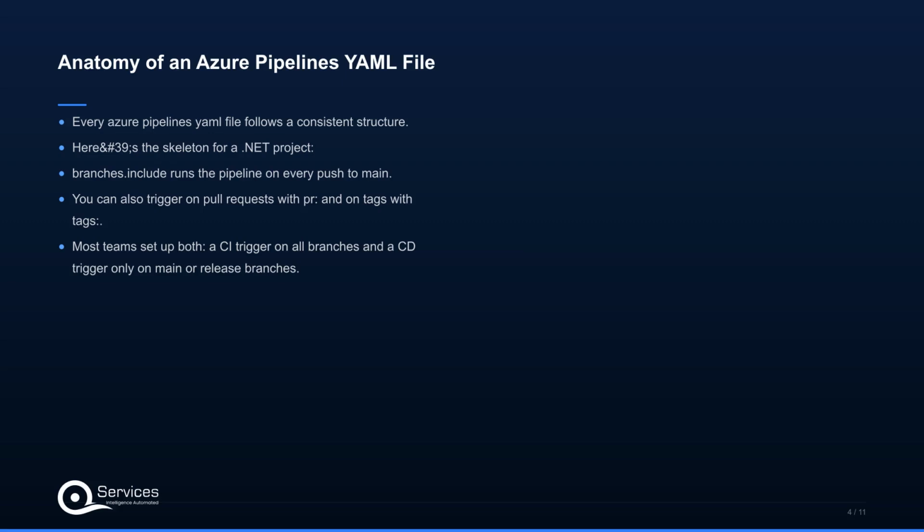Next up, anatomy of an Azure Pipelines YAML file. Every Azure Pipelines YAML file follows a consistent structure. Here's the skeleton for a .NET project. Trigger defines what starts the pipeline. Runs the pipeline on every push to.